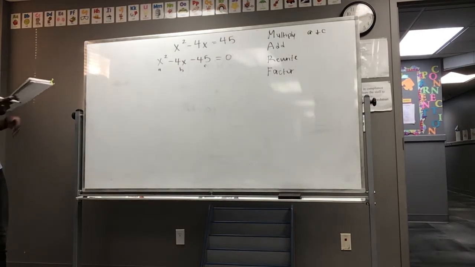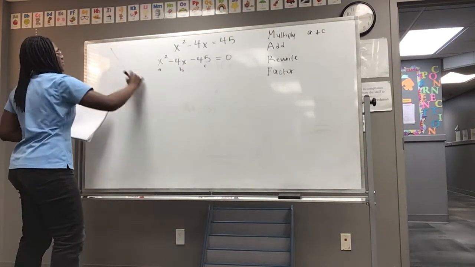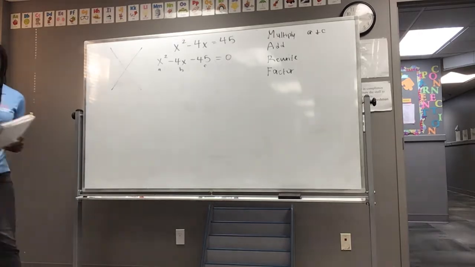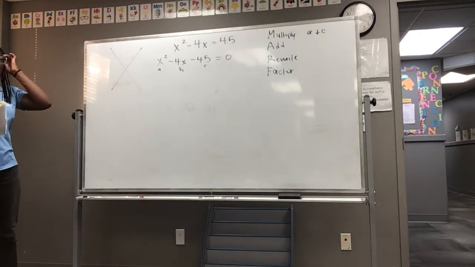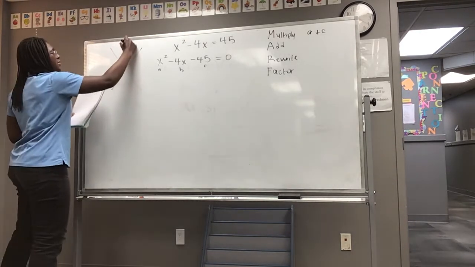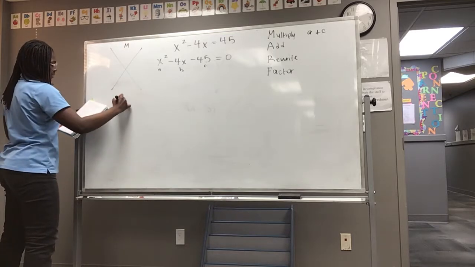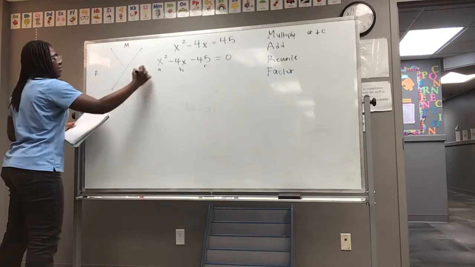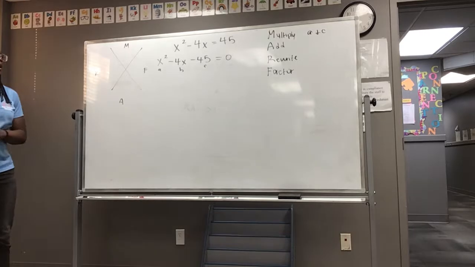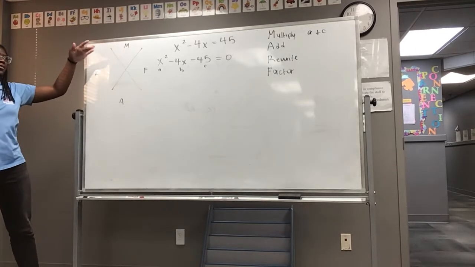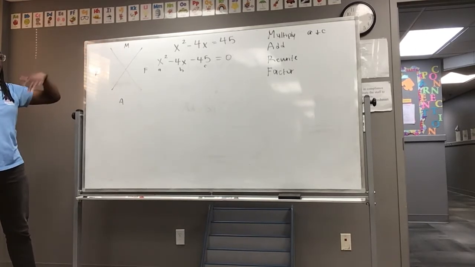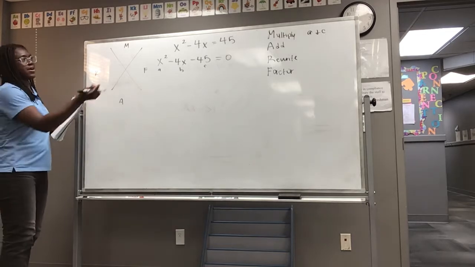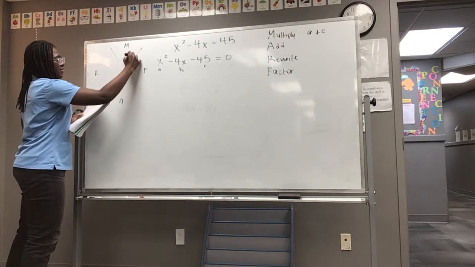So to multiply, I guess I'm going to draw. Along with the marking, I usually draw an X kind of thing. You don't have to, but sometimes it helps. So I'll do my M, A, R, F. And then up at the top, I'm going to write the number I get when I multiply A and C. So that would be negative 45.